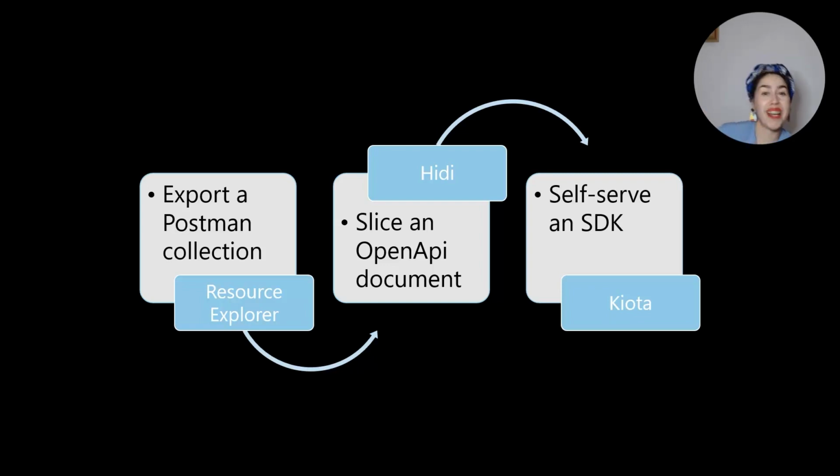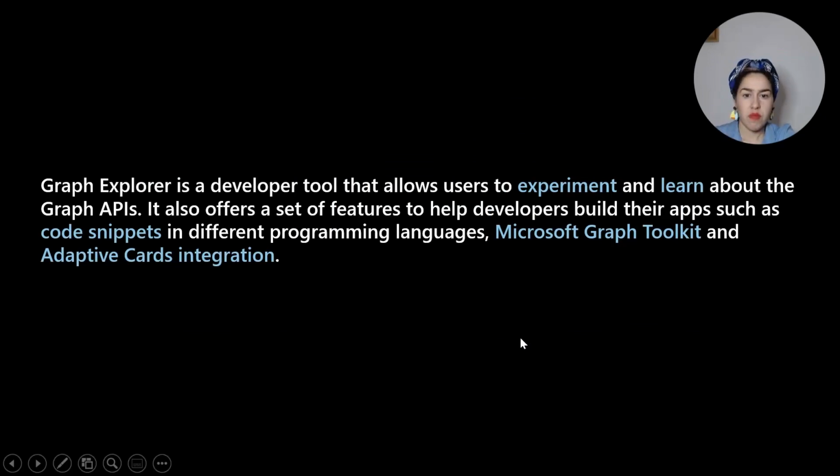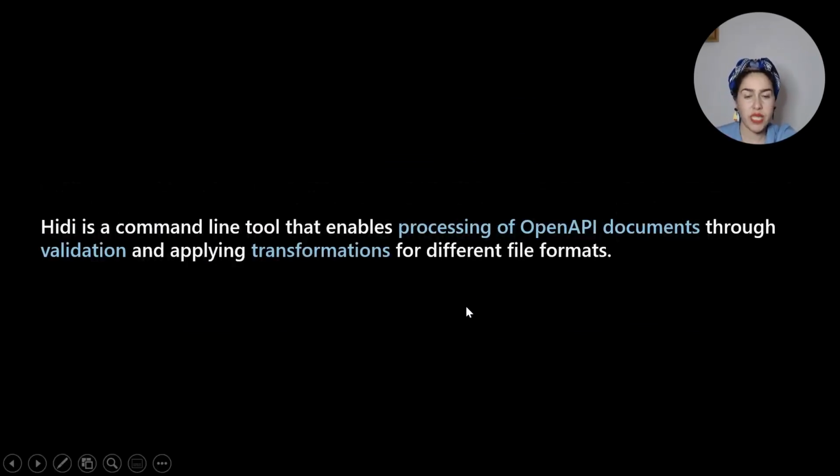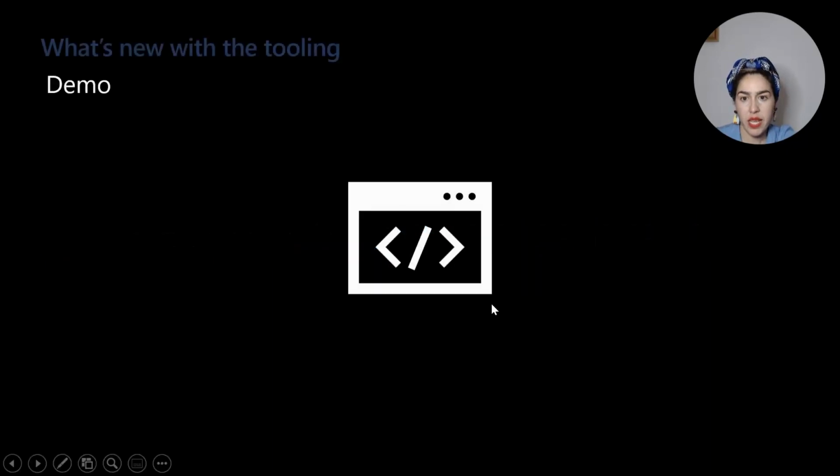That's not a typo on my slides there. And Resource Explorer allows me to pick and choose which endpoints I want, and then I can export the Postman collection. This is just a reminder of what Graph Explorer is and what HIDI is, in case you want to take your time later to go through this. And now let's see what I just explained as a concept in action.